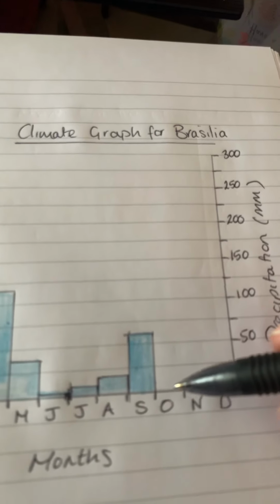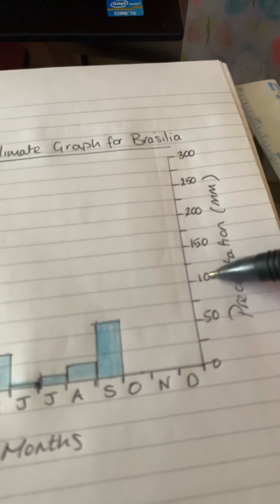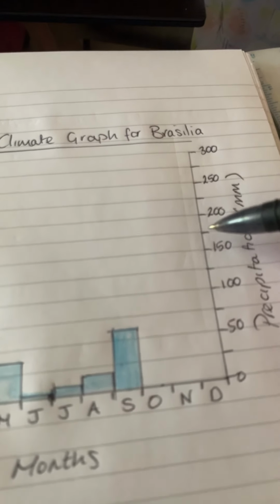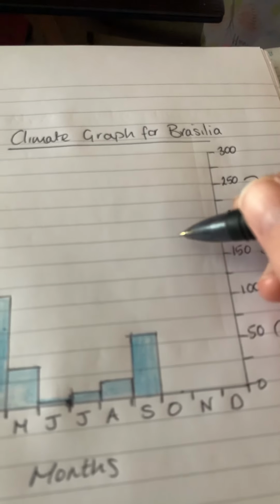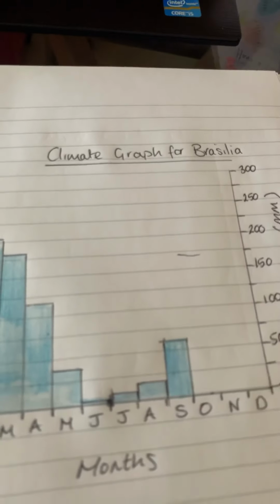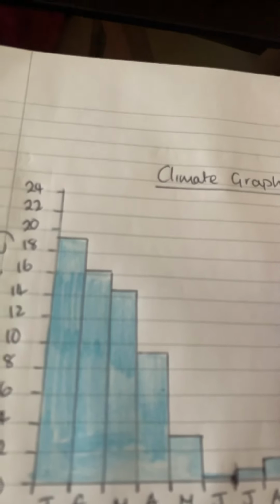So for October, just to show you how to plot October, I'd go back to the data and we can see that rainfall or precipitation is 166 millimetres. So coming back to my graph, there's 100, 150. We're going to just approximate it because we haven't got graph paper. So I'm going to do roughly 160, which is roughly here. I'm using just one hand. You can use two hands, obviously.